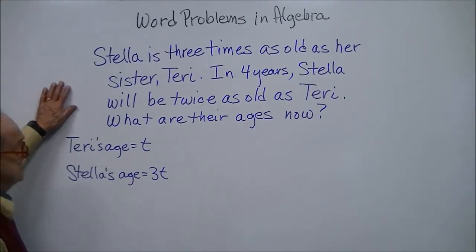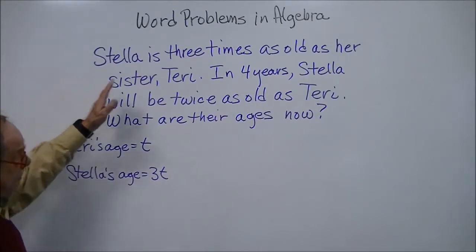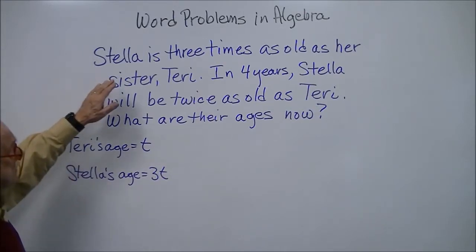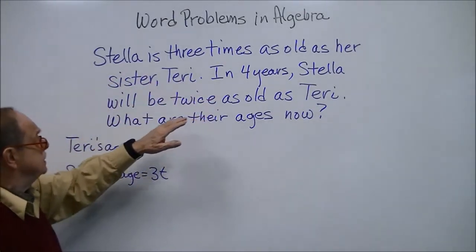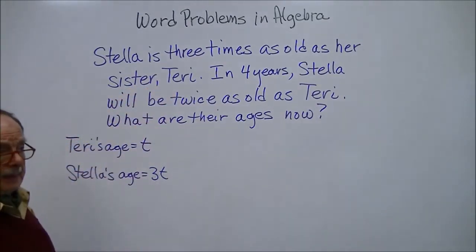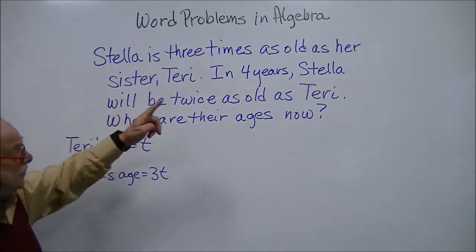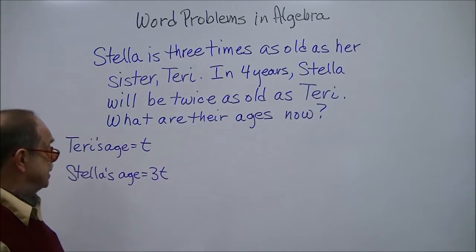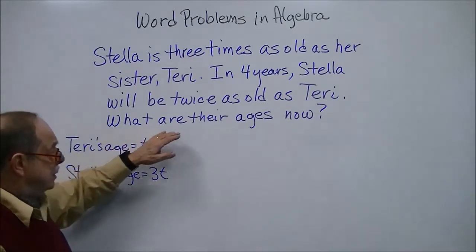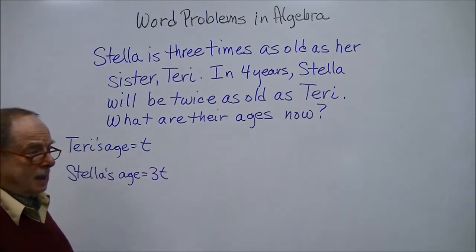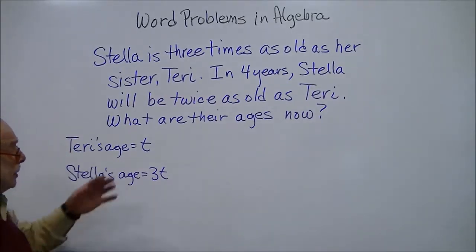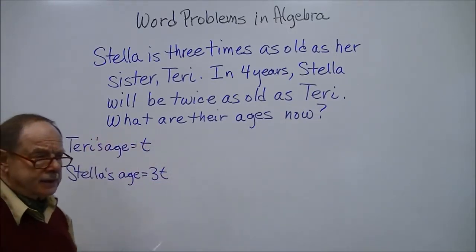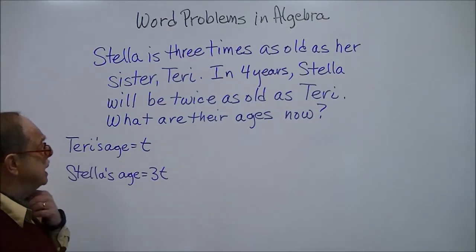All right, this is another type of problem, and we are now getting into an equation. It says Stella is 3 times as old as her sister Terry. In 4 years, Stella will be twice as old as Terry. What are their ages now? The first time I read this, I had to read it again. But then I started to think, well, what do I know? What can I put here?